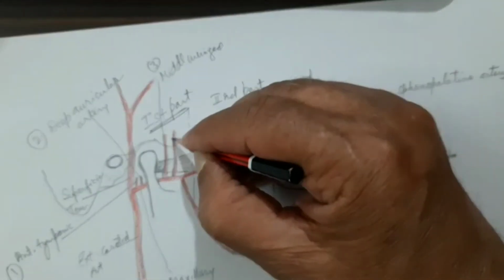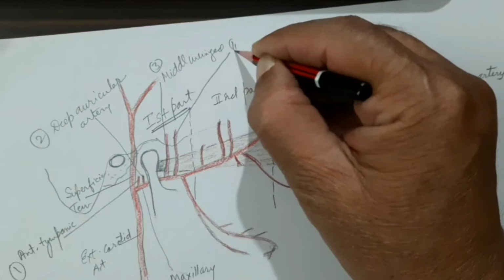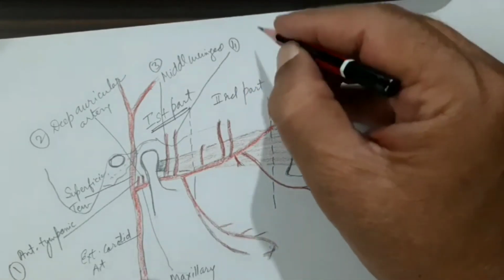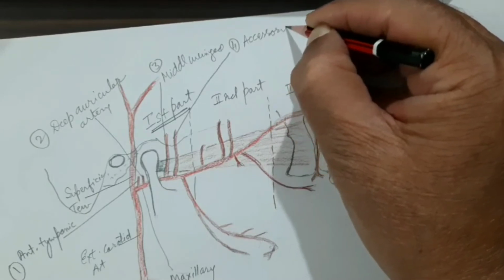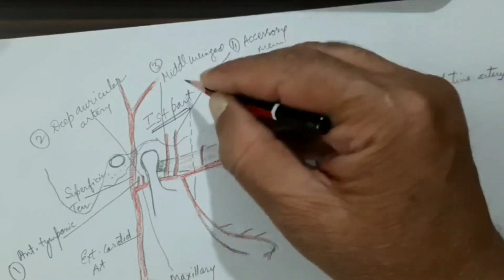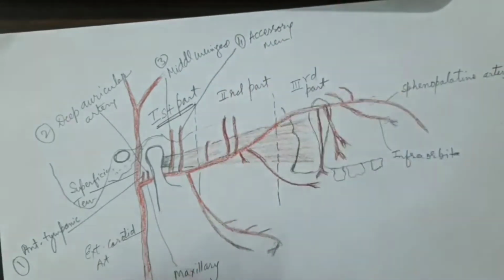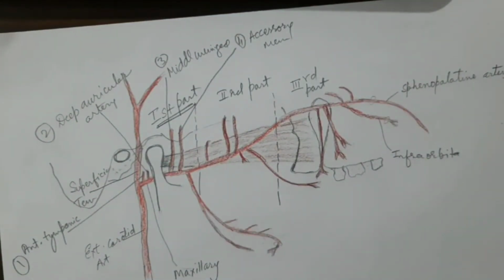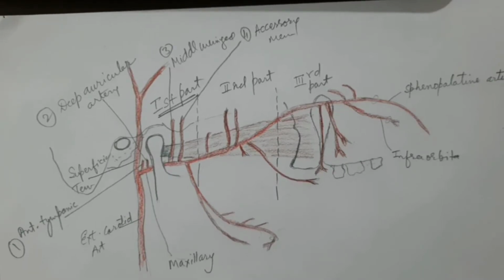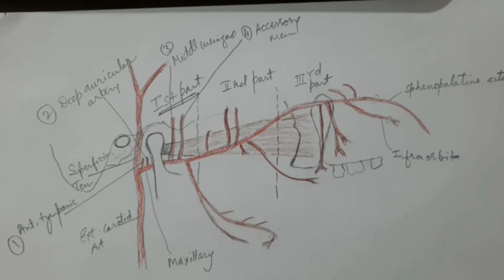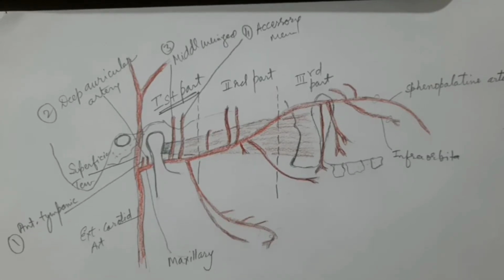Let us see the fourth branch. This fourth branch is called the accessory meningeal artery. This was the middle meningeal, and this is accessory, in addition to the middle meningeal artery. It will pass again to the middle cranial fossa through the foramen ovale, through which the mandibular nerve is coming out. It will go in from the same foramen to the middle cranial fossa.